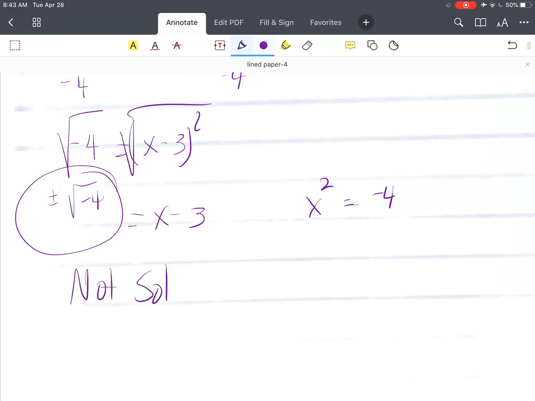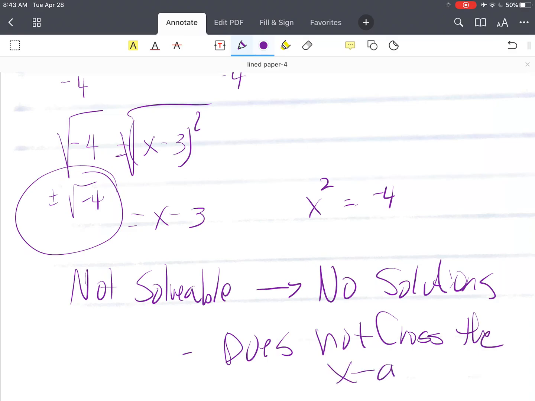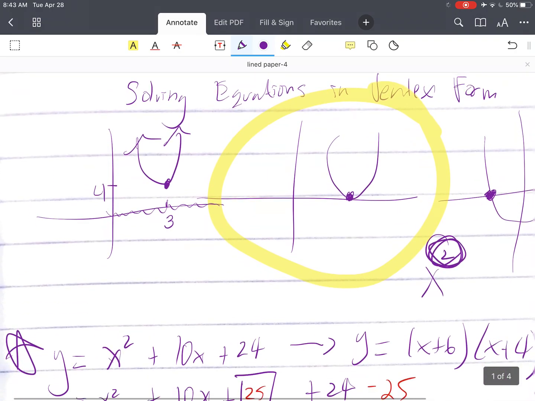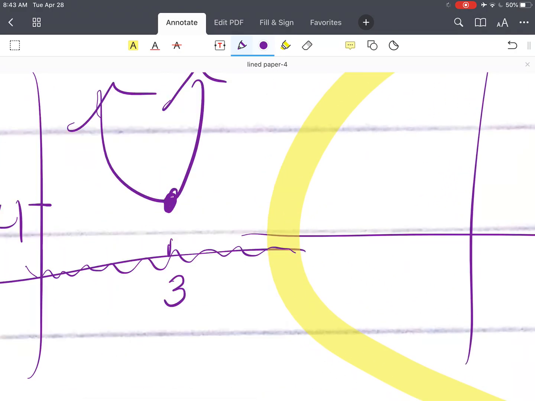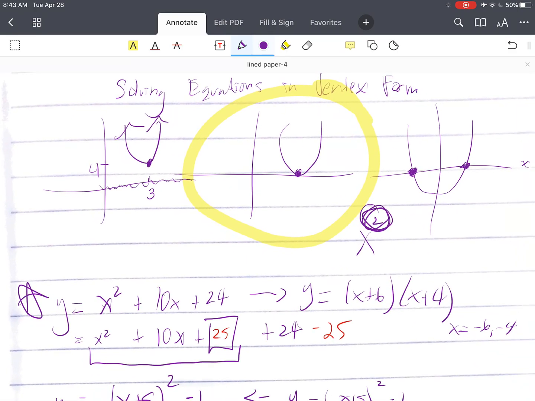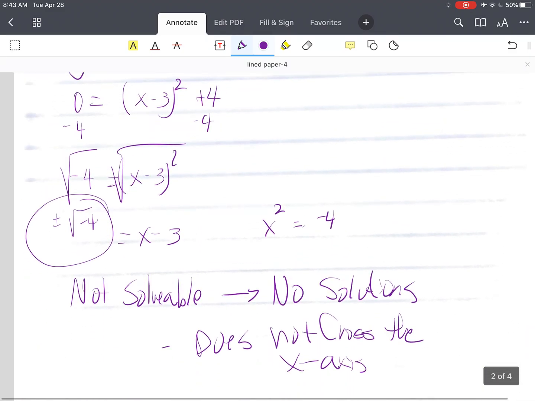So because of this, we can't take the square root of a negative number, which means not solvable, which implies no solutions, which means it does not cross the x-axis. And sure enough, when you look at the graph, it does not cross the x-axis. For now.